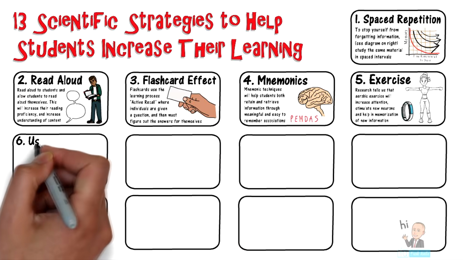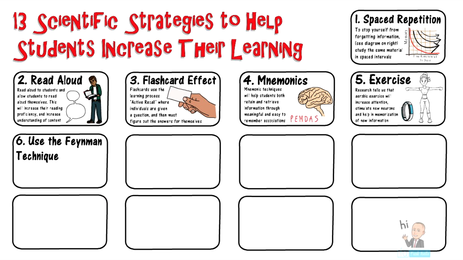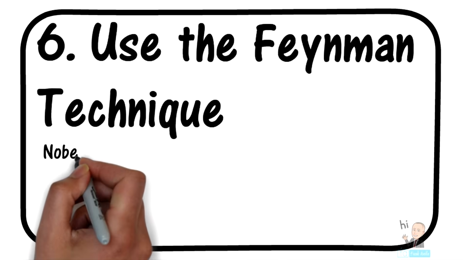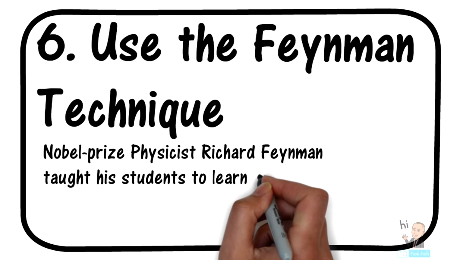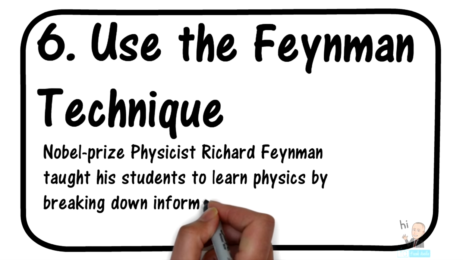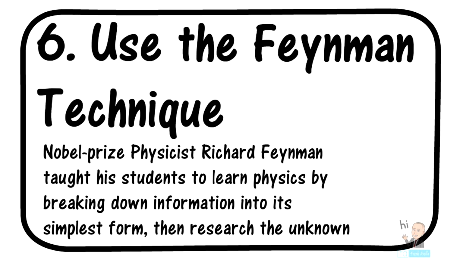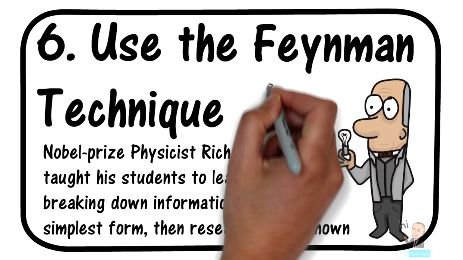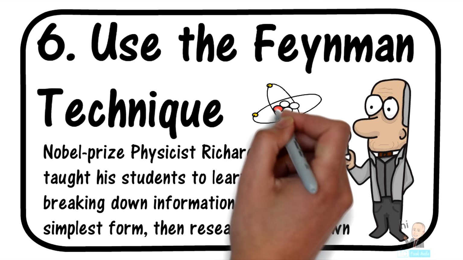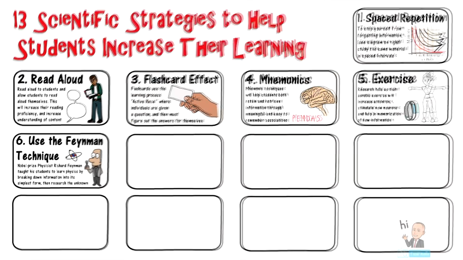Next up, number 6, use the Feynman technique. Nobel Prize physicist Richard Feynman taught his students to learn physics by breaking down information into the simplest form, then researching the unknown parts of the information. The purpose of the Feynman technique is to deeply learn the material. The Feynman technique was also designed so that students can learn almost anything there is, including quantum physics.